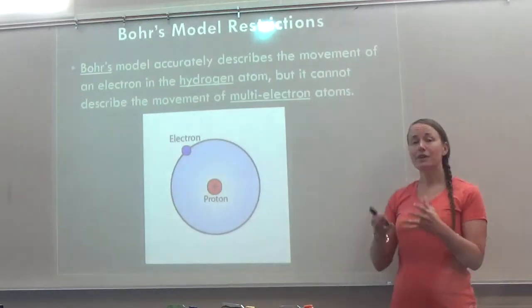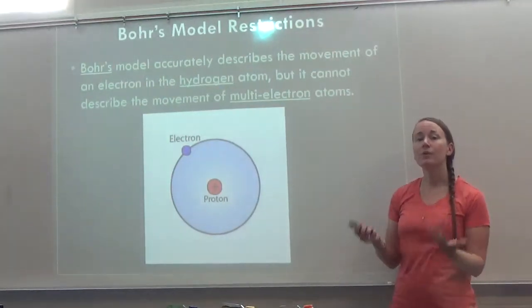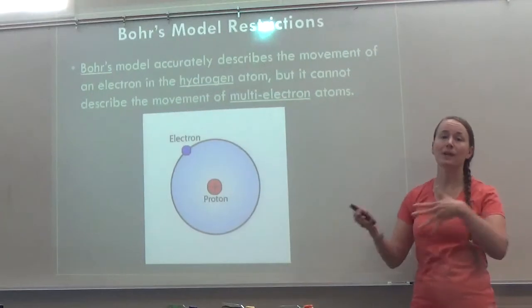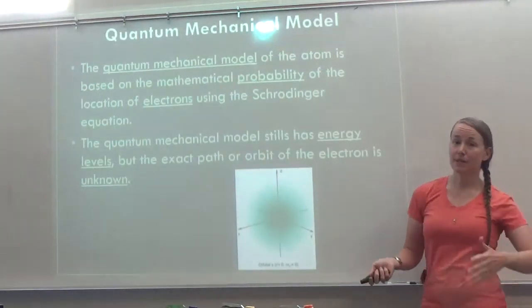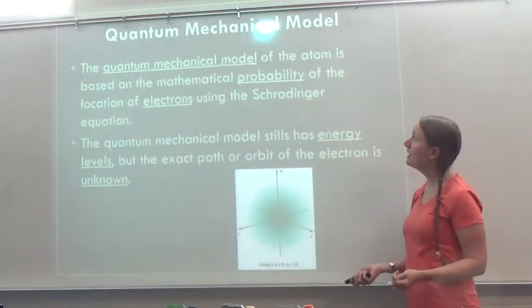So he was very, very accurate for hydrogen only, but we can take some of what he taught us to apply it to other elements with more than one electron. But we still needed something a little better. So that moves us to the quantum mechanical model.